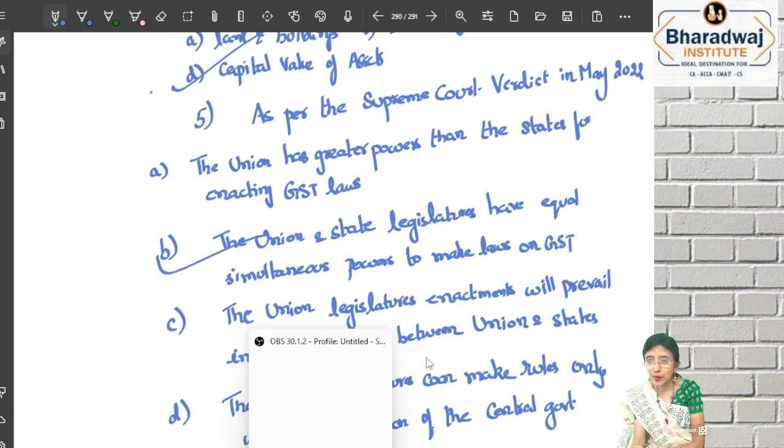Equal simultaneous powers to make law on GST. A GST question is expected, that's why I gave you this. So as per the Supreme Court verdict, May 2022. Please remember that point very clearly.